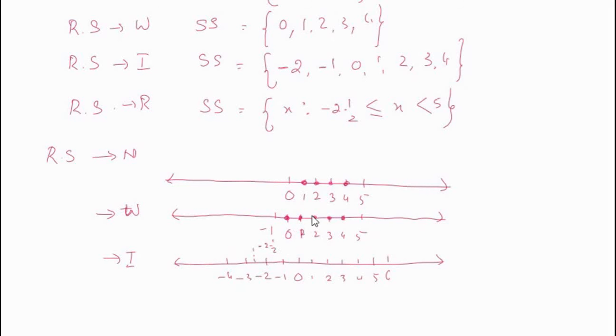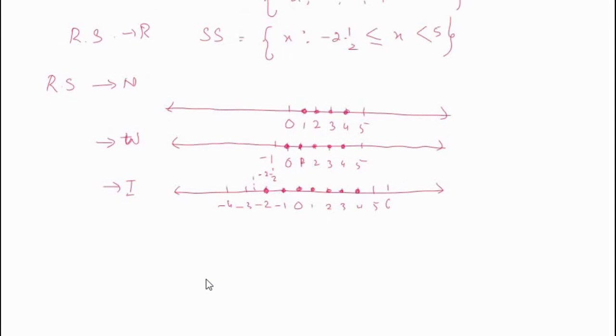But minus 2.5 is not part of the solution because x is an integer, and minus 2.5 is not an integer. So we have to start from minus 2. We need to exclude minus 2.5. So minus 2, minus 1, 0, 1, 2, 3, 4. These are the numbers which are part of the solution set when the replacement set is an integer.